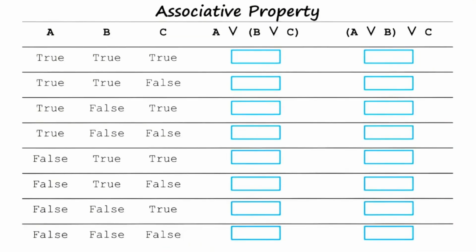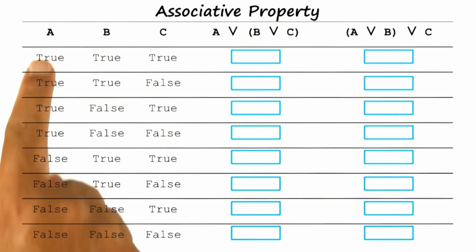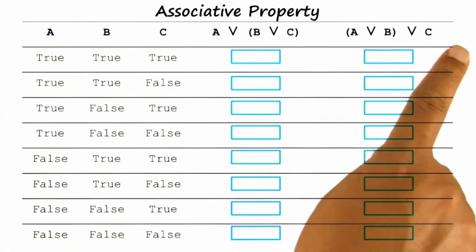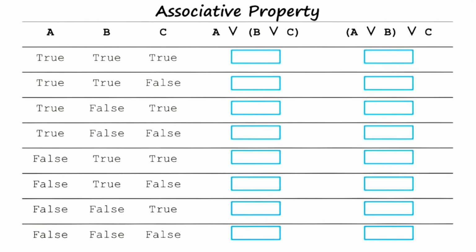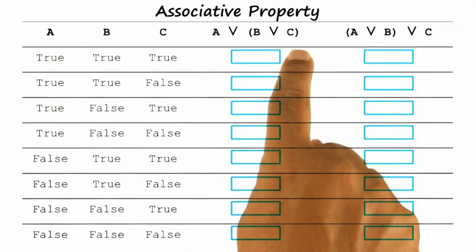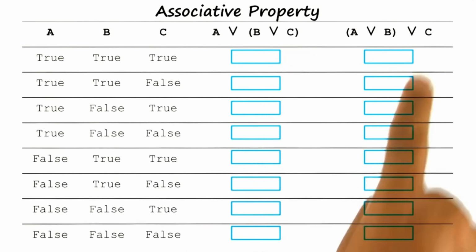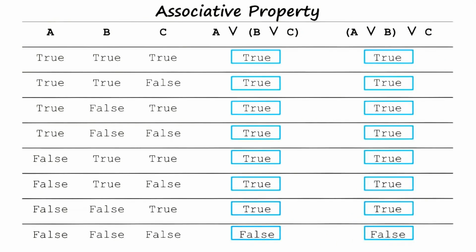Let us do one other exercise in truth tables to illustrate one other property of logical predicates. Again, here are three predicates and here are two formulas. This should be a simple exercise. Please write down the truth values of the two formulas in these boxes. What did you get, David?